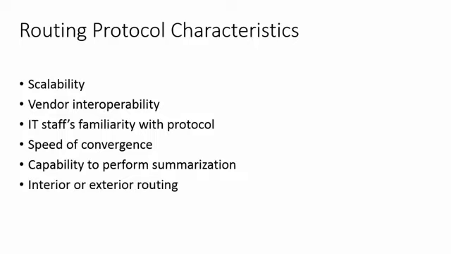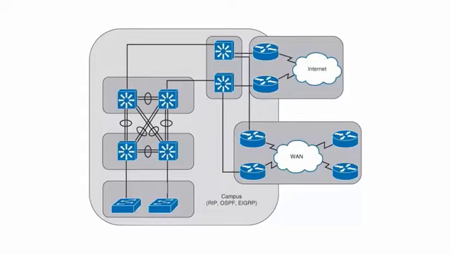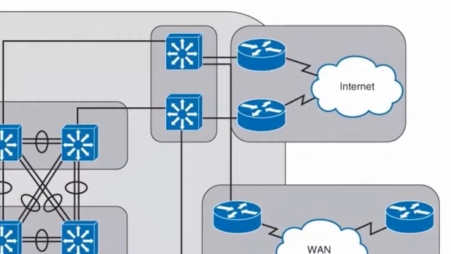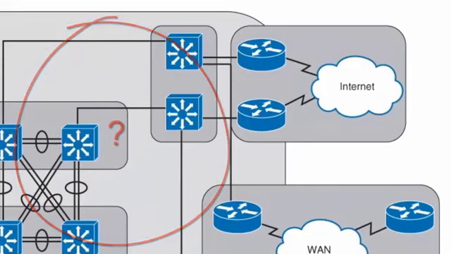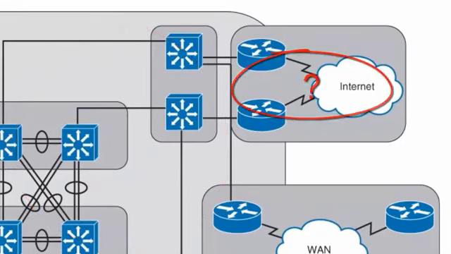Interior or exterior routing. A key term you need to understand is AS, which stands for Autonomous System, and this is a network under a single administrative control. A network might be a single AS, and when it connects to, let's say, an internet service provider, then it's connecting to a separate AS. When you're selecting a routing protocol, you need to determine, is it running inside your network, or will you be running it with somebody outside of your network?